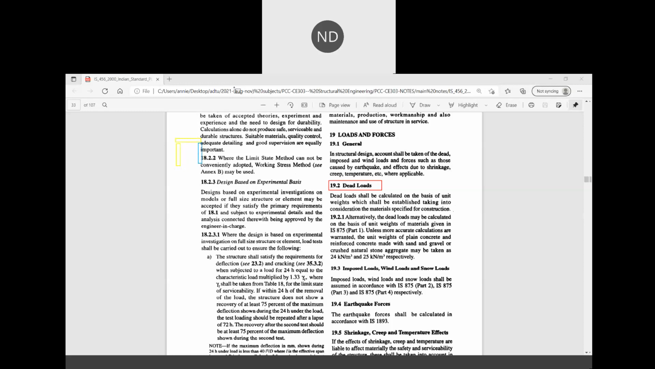So according to IS code, what does the IS code say? The IS code says that dead load shall be calculated on the basis of your unit weight. If you sometimes forget, you have these things in your IS code only. When you have your IS code with you, it becomes easy to remember. In the exams also, you can carry this IS code with you.